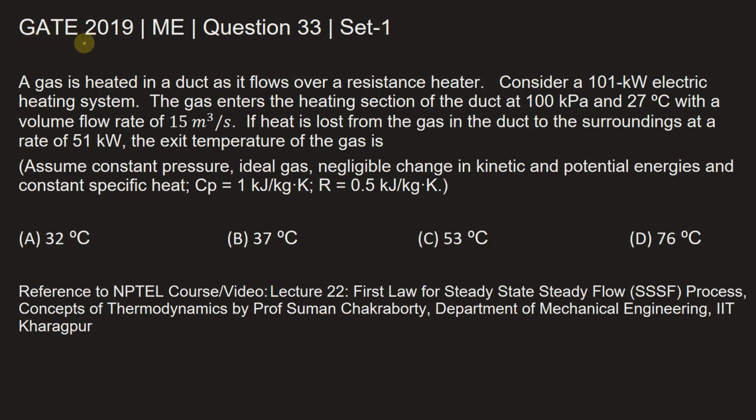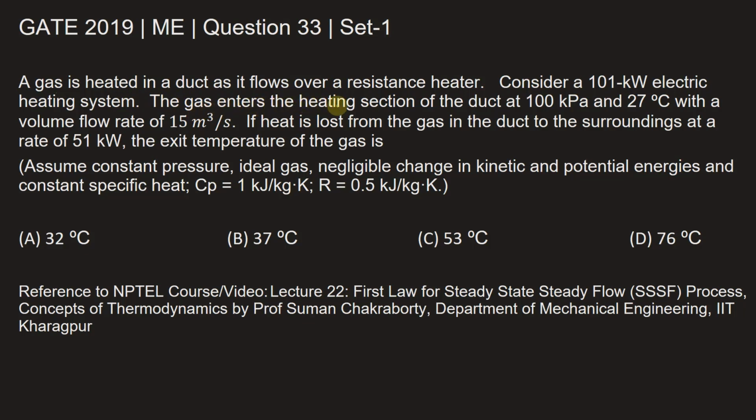This question is from GATE Mechanical Engineering of 2019. This is question number 33 of set 1. The question is, a gas is heated in a duct as it flows over a resistance heater. Consider a 101 kilowatt electric heating system.